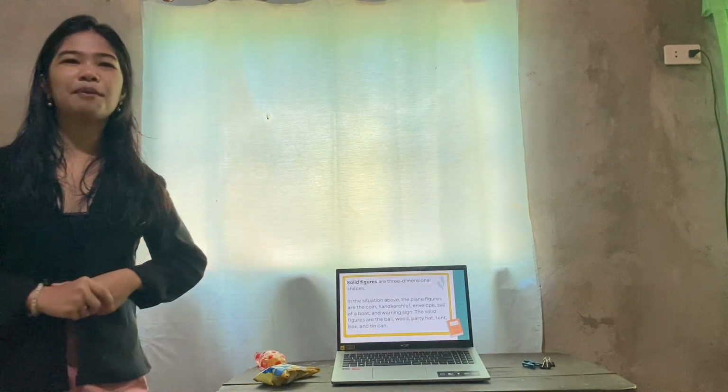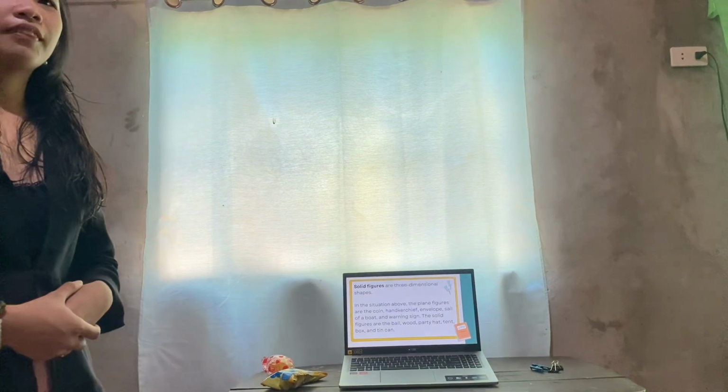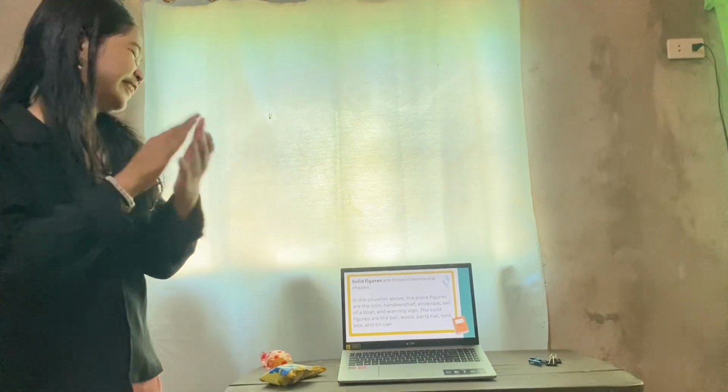So who can give me an example of a plane figure? Yes, Kyla? A notebook. Very good, Kyla. Clap your hands to Kyla. And how about the solid figure? Who can give me an example? Yes, Malin? A refrigerator. Very good, Malin. Clap your hands to Malin.